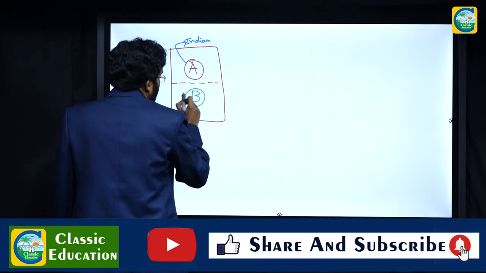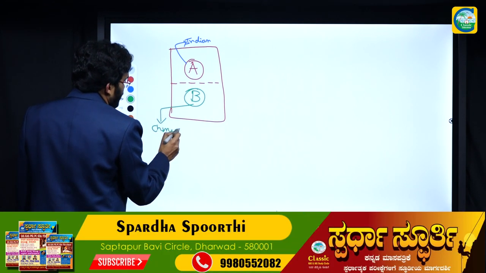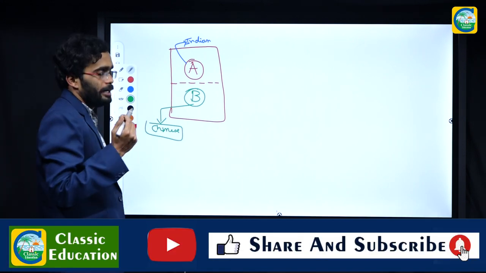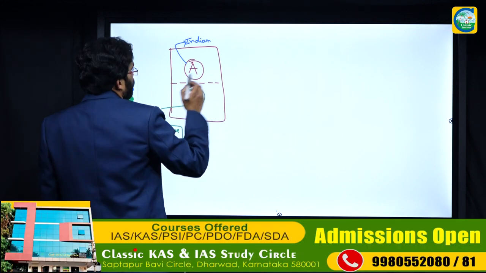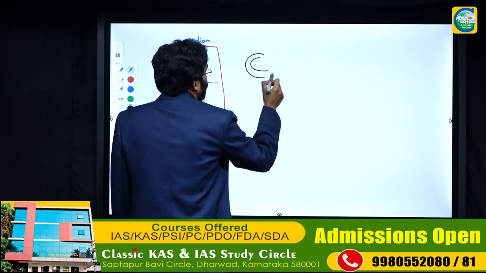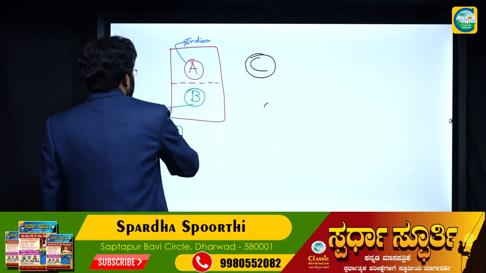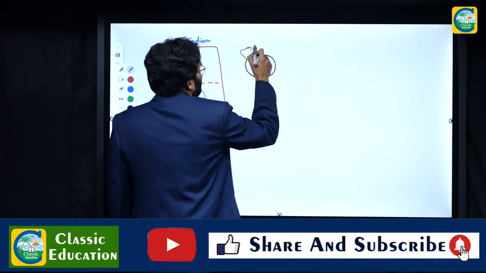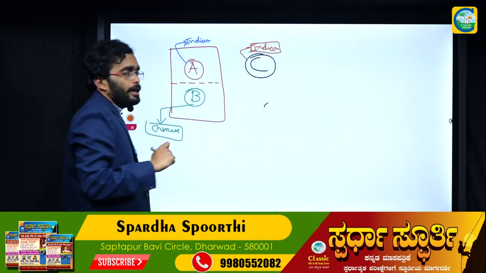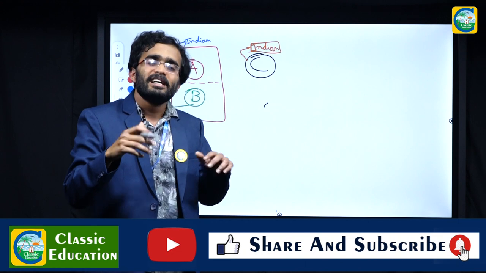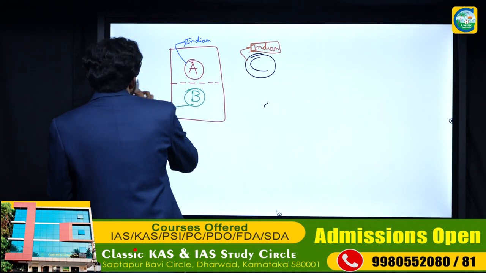Who is B? B is a Chinese citizen, selling something in India, manufacturing something in India. So B is the income earned by a Chinese national in India. Let us take C. Who is C? C is also an Indian national. He is an Indian, but he is residing in the United States of America, and he is earning some income.